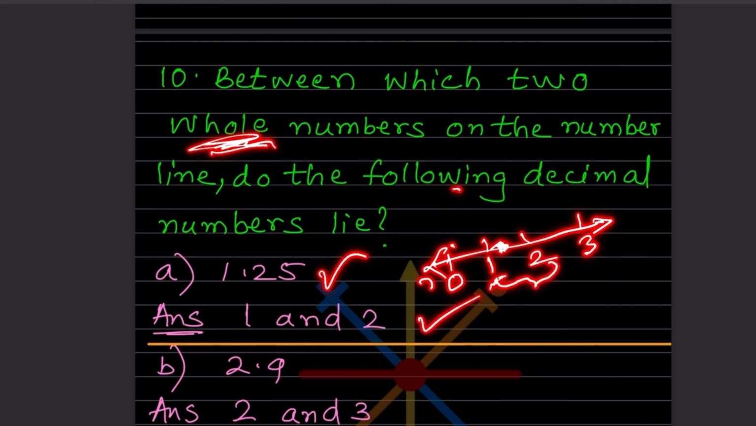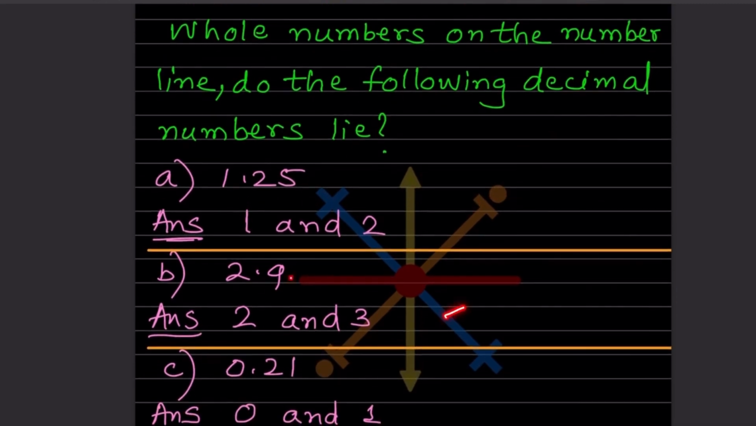So 1 and 2. Now if this is 2.9, that is very easy. 0, 1, 2, 3. 2.9 will be somewhere here. So it is lying between 2 and 3. 0.21. So it is lying between 0 and 1.